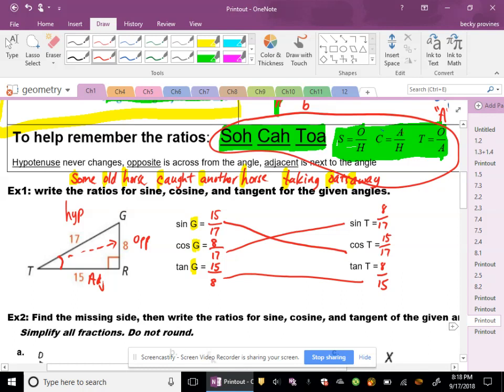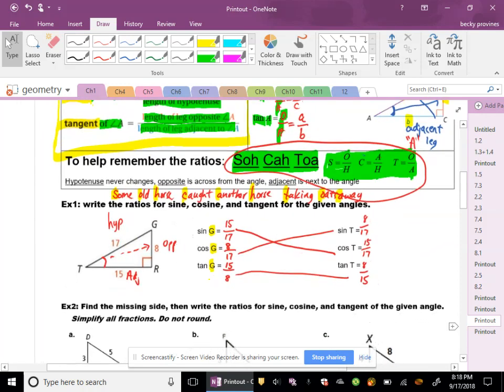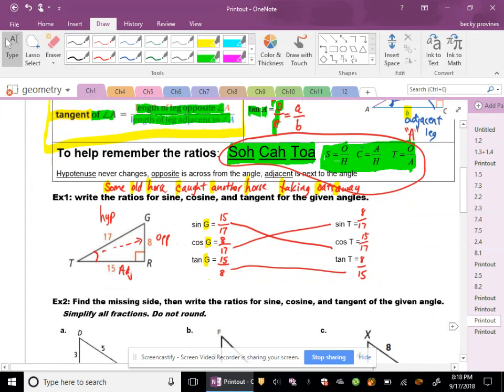And then the two tangents, they're reciprocals. So reciprocals just mean you take the numbers and you flip them. So instead of 15 over 8, over here on the right, I have 8 over 15. Those are reciprocals. And this will work every time when you do this to both angles. And they have to be the acute angles.